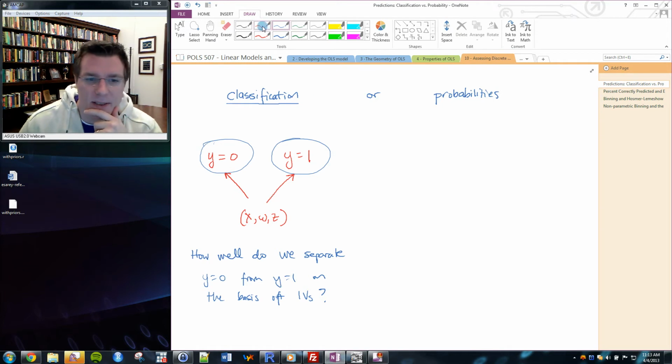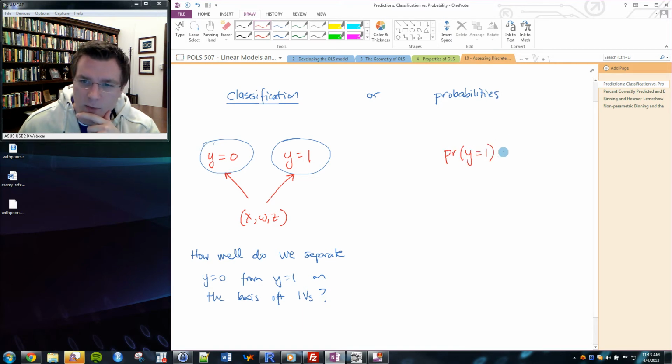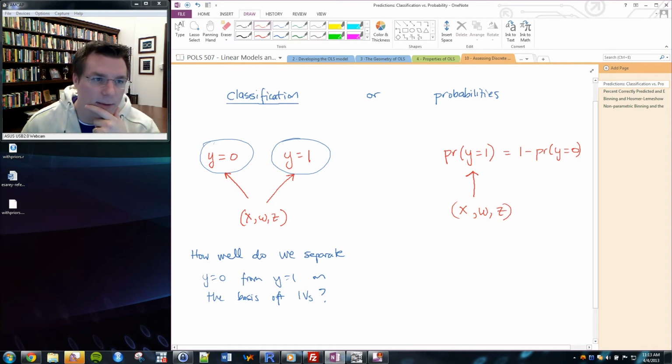Probability basis is a little bit different. In this case, we're going to say that there's some probability that y equals 1, which in the dichotomous dependent variable case is going to be 1 minus the probability that y equals 0. All right? And we're going to try to use a model to look at some independent variables and guess what this probability should be on the basis of what we see.